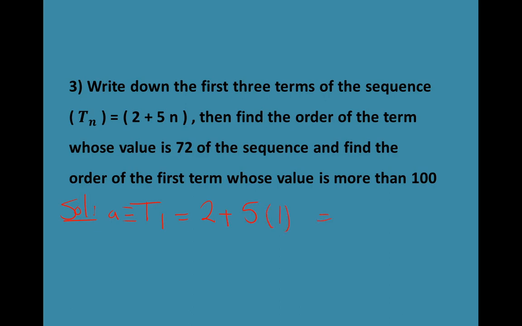5 times 1 plus 2 equals 7. Then T2 equals 2 plus 5 times 2 equals 12. Also, for the third term of this sequence, I'll substitute by 3 instead of n, then it equals 17. If A equals 7, 12 and 17, then the difference of this sequence equals 12 minus 7 equals 5. Here, the difference of the sequence equals 5.